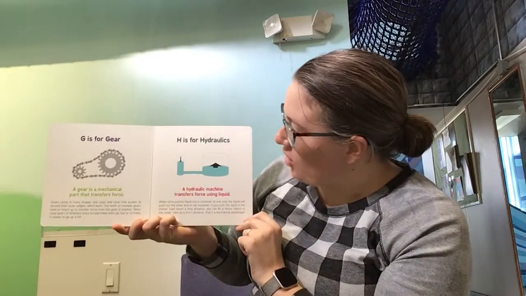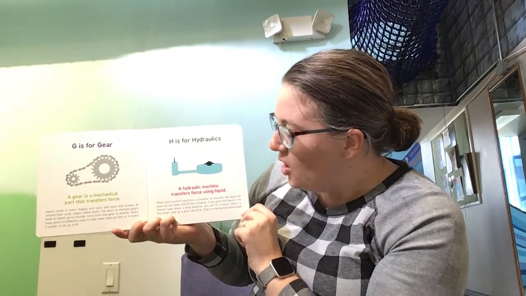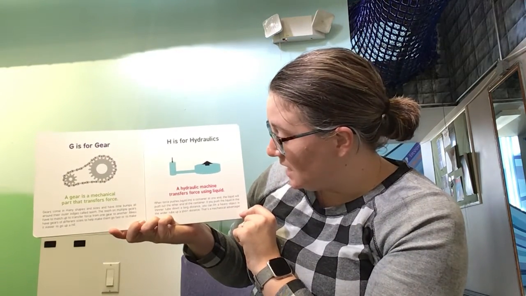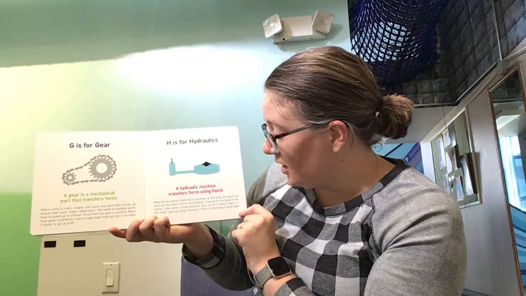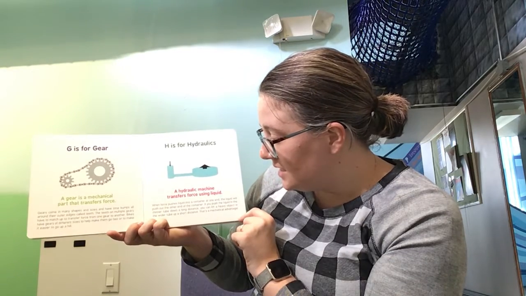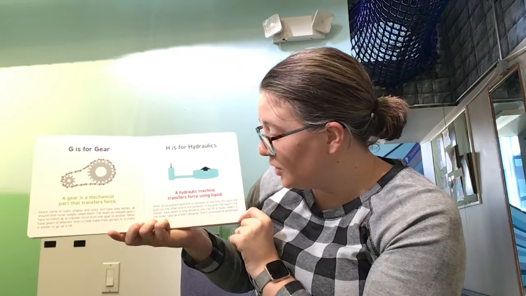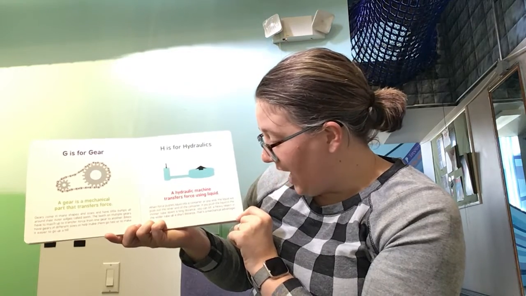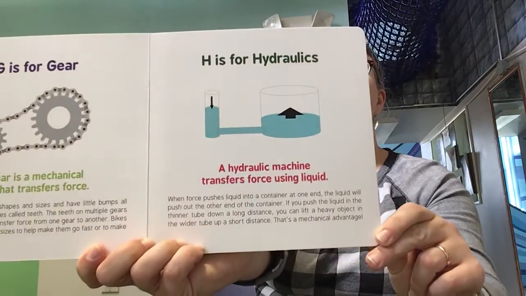H is for hydraulics. A hydraulic machine transfers force using liquid. When force pushes liquid into a container at one end, the liquid will push out the other end of the container. If you push the liquid in the thinner tube down a long distance, you can lift a heavy object in the wider tube up a short distance. That's a mechanical advantage.